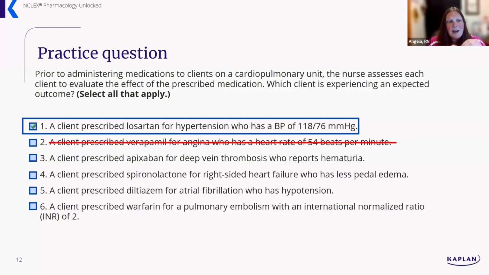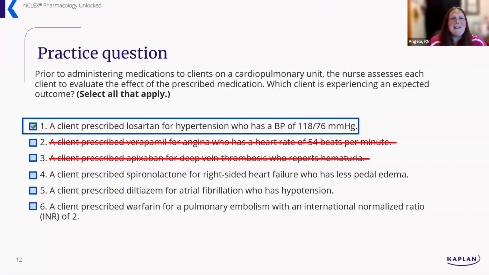Keep going with me. You're doing great. Client prescribed apixaban for deep vein thrombosis who reports hematuria. Is this an expected effect? You're doing great. I love it. Angela, Catherine, Breyer, Jonathan, fantastic work. No, hematuria is an adverse effect. This is an anticoagulant medication. Any abnormal bleeding from any body part needs to be reported to the healthcare provider. Good. Client prescribed spironolactone for right-sided heart failure who has less pedal edema. Is this an expected effect?